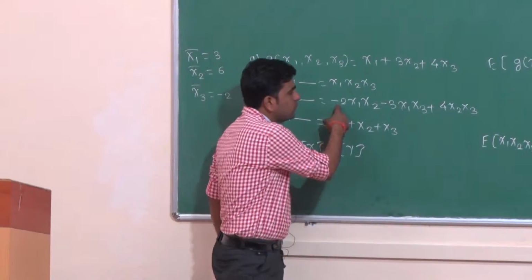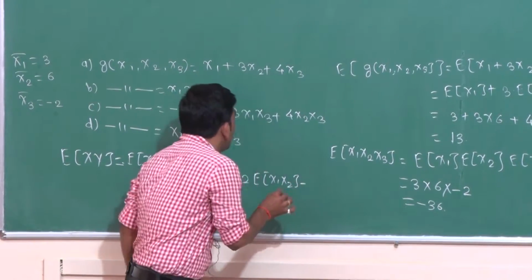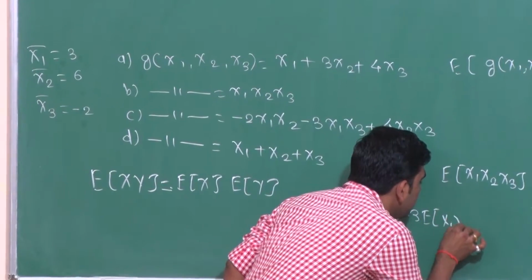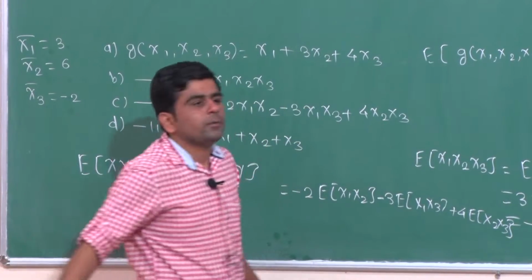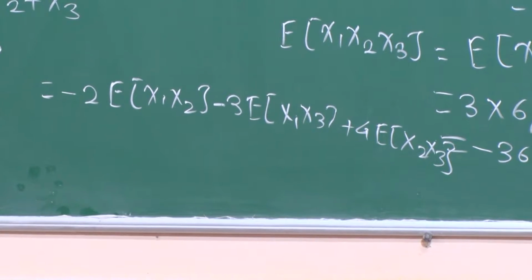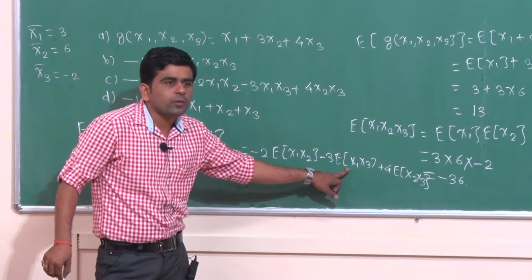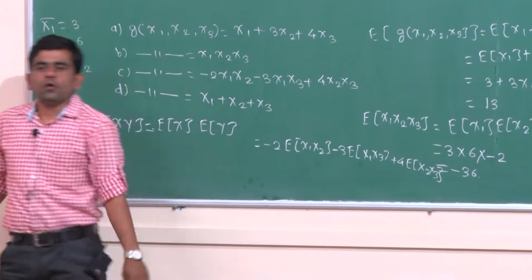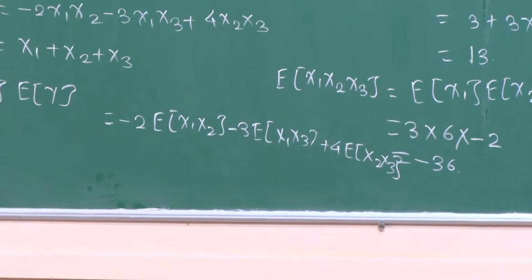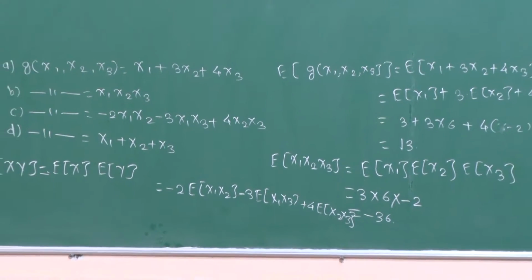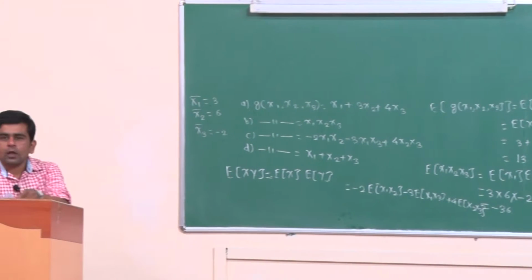Here we will get expected value for this third case. We will get minus 2 expected value of x1 into x2 minus 3 expected value of x1 into x3 plus 4 expected value of x2 into x3. As these three random variables are statistically independent, expected value of x1 into x2 is equal to expected value of x1 into expected value of x2. Similar case for this one. Similar case for this one. Just calculate mean value for this third case. Minus 66. And last one, expected value of x1 plus expected value of x2 plus expected value of x3. This will give us the 7. Is it clear to all of you?